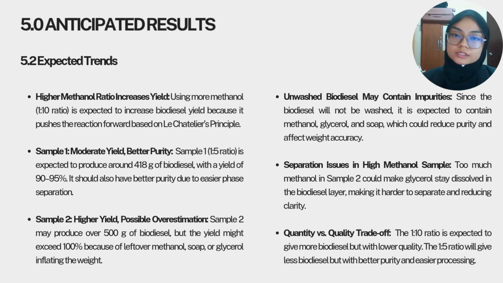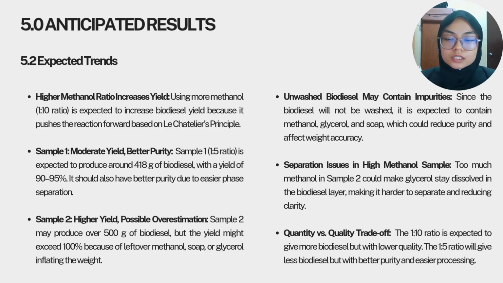The next trend is the sample 1 yield estimation. Sample 1 is anticipated to produce a biodiesel mass of approximately 418 gram, corresponding to an estimated yield around 90 to 95%. This result aligns with the standard reaction efficiencies reported in literature when near optimal molar ratios are employed.